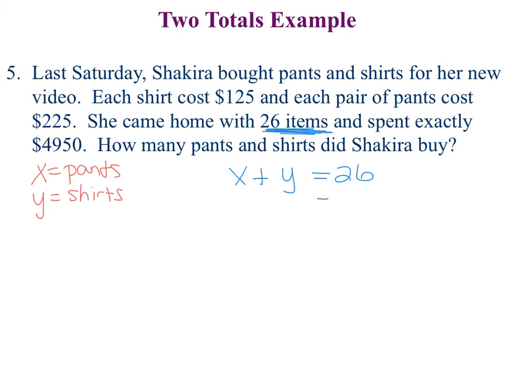Second equation was her value, so she spent $4,950. So instead of just plain X and Y, we have to include how much each pair of pants and how much each shirt is. So according to the problem, pants, which I have as X, were $225. So it's going to be 225X plus 125Y, and that's going to be your shirts, and they were $125 each.